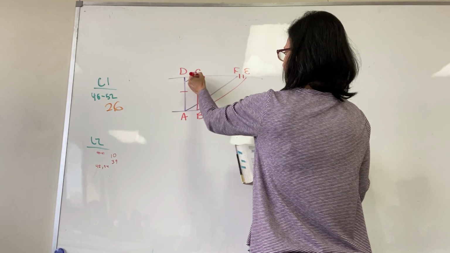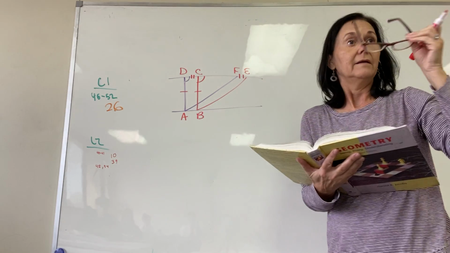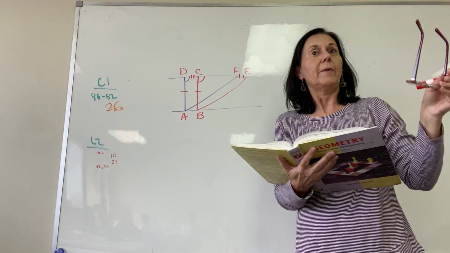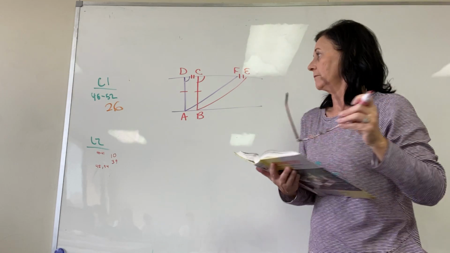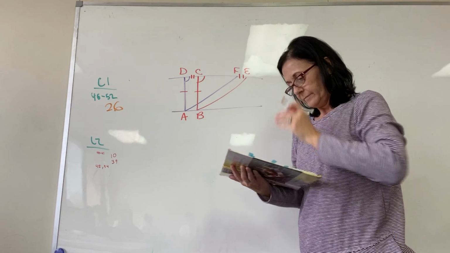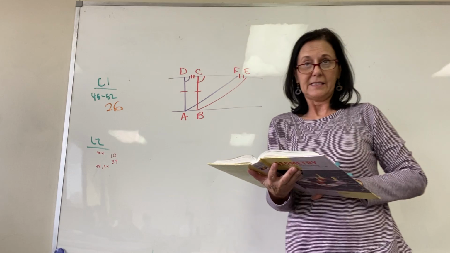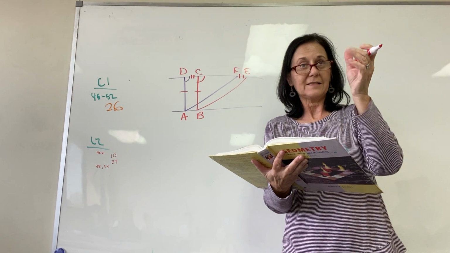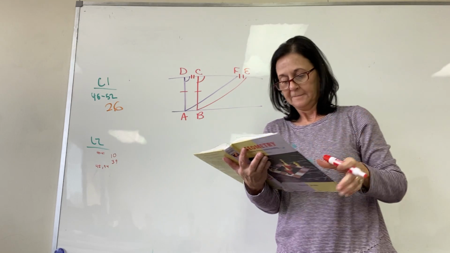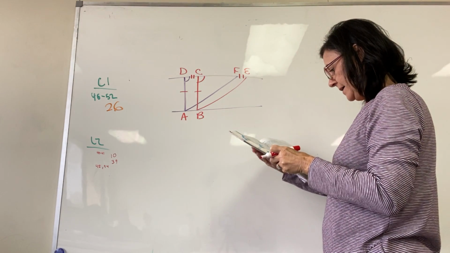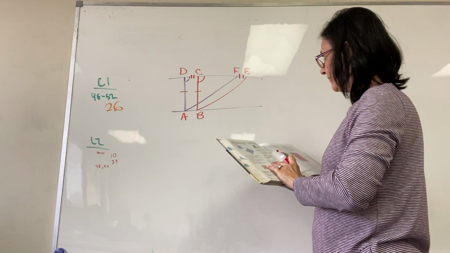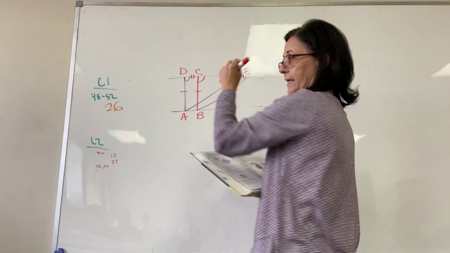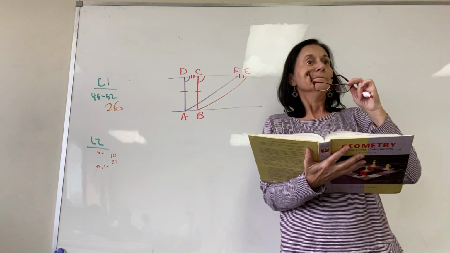Okay. So why is AD equal to BC? Well, opposite sides of a parallelogram are equal. Exactly right. Why is AD parallel to BC? Opposite sides of a parallelogram are parallel. Why does angle ADF, why does it equal BCE?